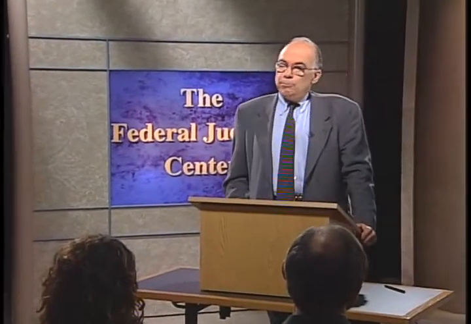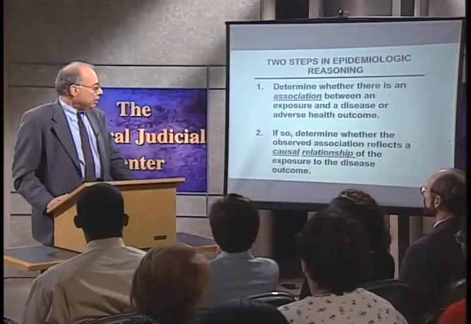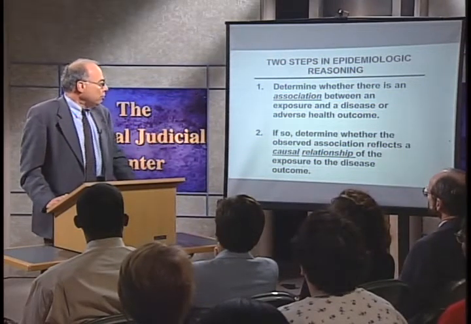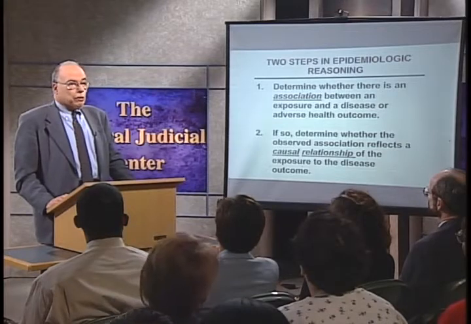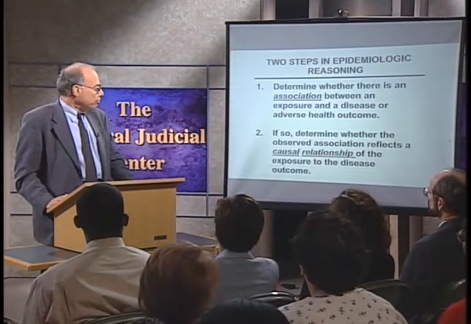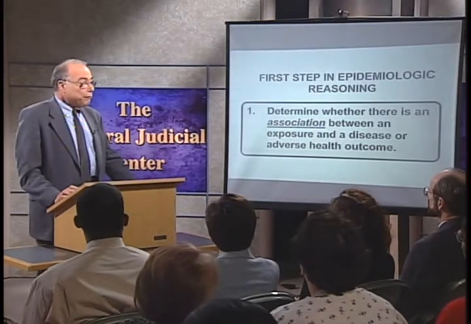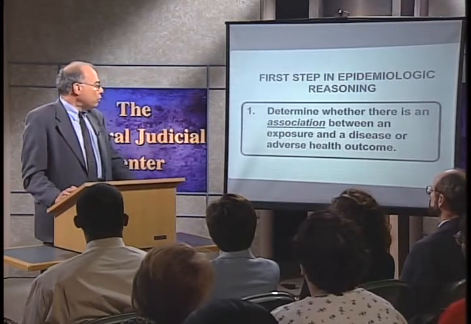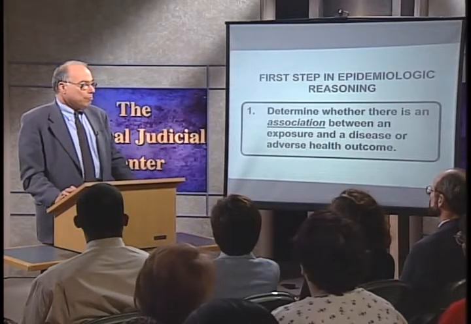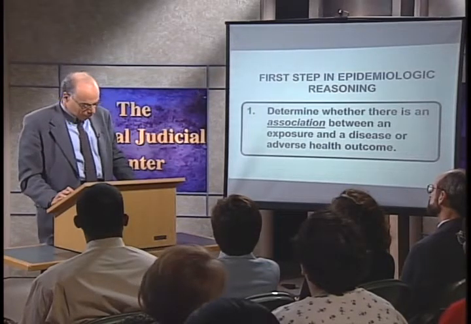How does epidemiology and epidemiologists go about their work? We basically have a two-step process seen here. First, we try to determine whether there is an association between an exposure and a disease or adverse health outcome. If we demonstrate that there is an association, we then try to determine whether the observed association reflects a causal relationship of the exposure and the health outcome. I will first focus on the first question, to determine whether or not there is an association between an exposure and a disease or adverse health outcome.